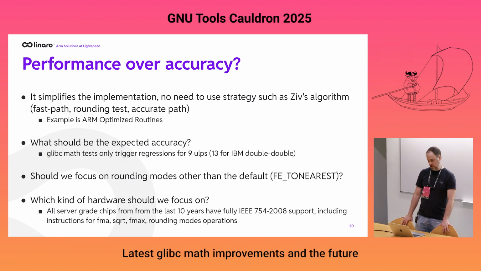And another thing is which kind of hardware should we support? Because we still support ABIs from 20, 25 years ago, and new chips are different. They support more stuff, and trying to emulate these instructions, for instance trying to emulate FMA, is really, really slow, even on x86. So that's another question I have.